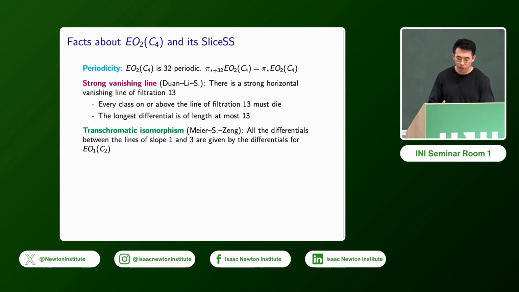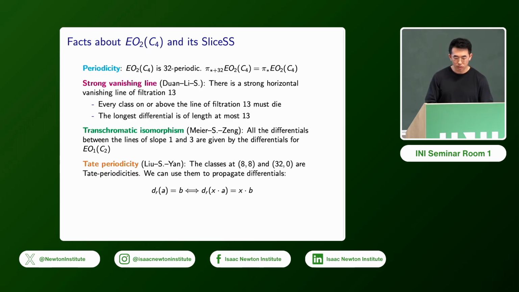So in this case, it's telling you all the differentials between the line of slope 1 and 3 are given by the differentials for E01C2, where I halve the height, and I also divide the group by 2. You'll see that in a second. But this is telling you that there's an inductive approach. Once I compute the smaller height theories, I get the information at the higher heights for free.